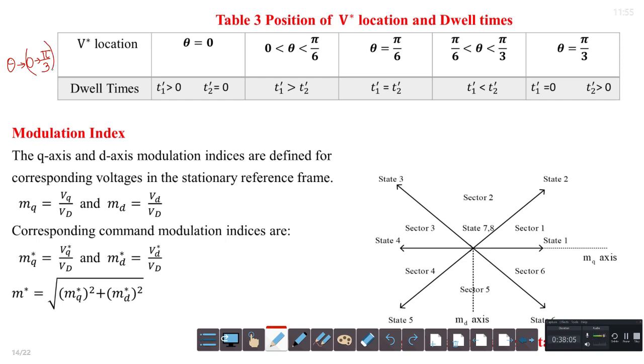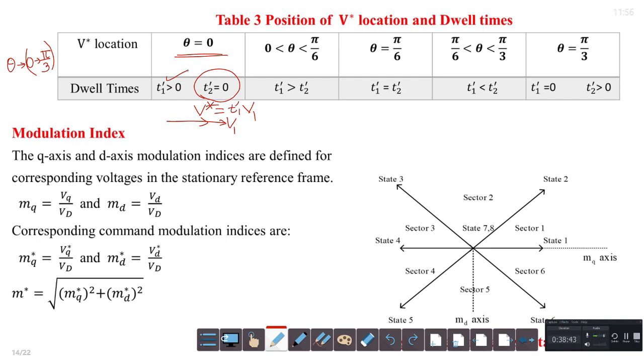If angle theta is 0, this is V1 and this is V star. The angle of V star is 0. In that case V2 need not be applied, because V star is T1 dash into V1. So, T2 dash corresponding to V2 is 0 and T1 dash is greater than 0, any finite value, so it is a positive value.